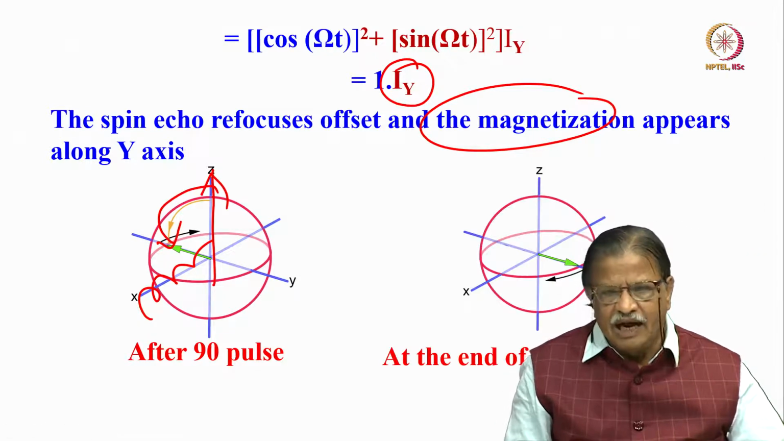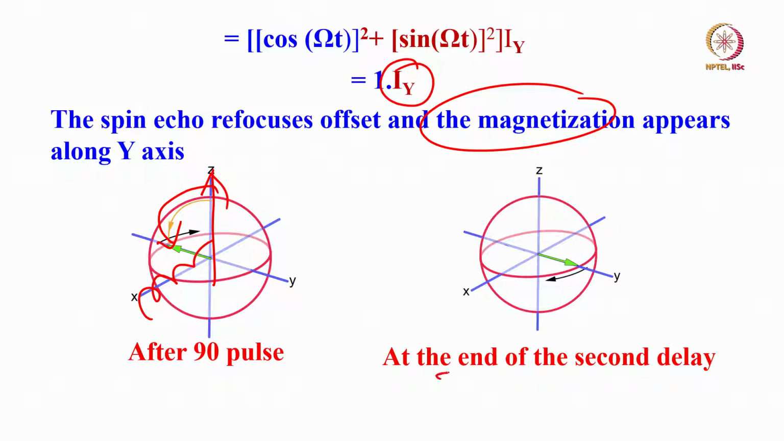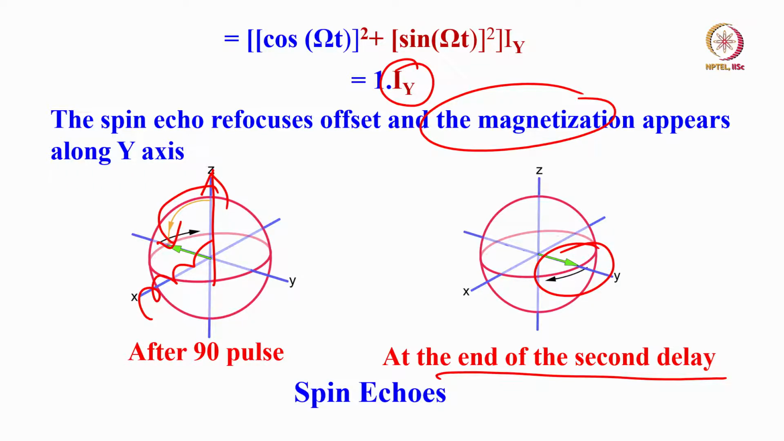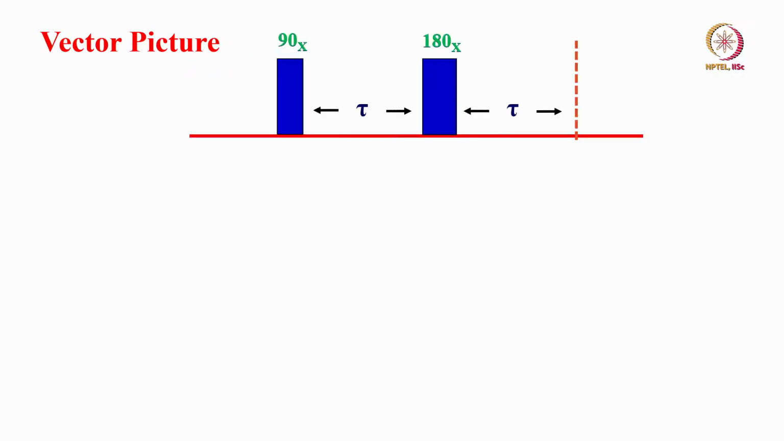And then at the end of the second delay, this is what happens. The magnetization has come back to the plus y axis. This is what is called an echo. How it works out, you can see vectorially like this. There is a vectorial picture.